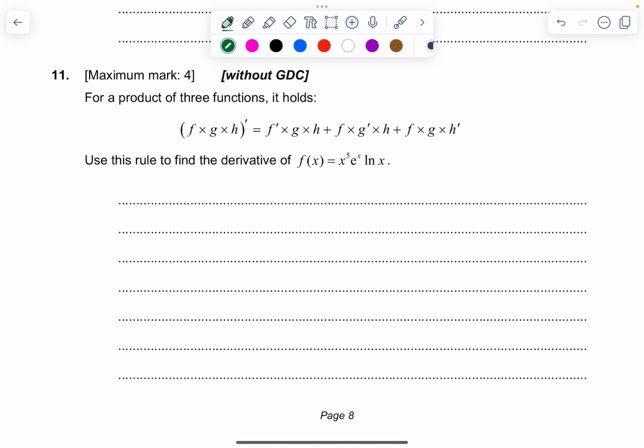Question number 11. The product rule for f times g times h holds. Use this rule to find the derivative of f of x. So he's asking us to find the derivative of f of x. Let's do that. There are three functions. The first function is f of x, the second function is g of x, and the third function is h of x. Now we have to find the derivative of the product of these three functions. For that, we need to follow the formula that he has given over there.